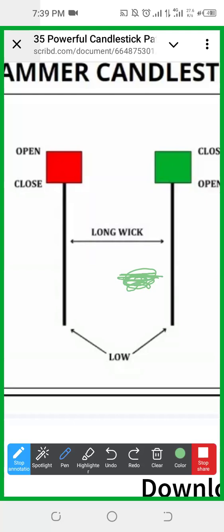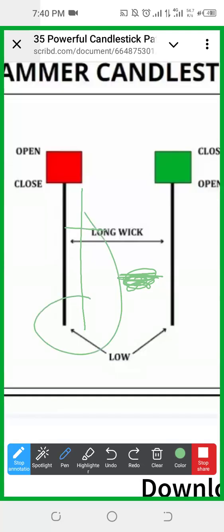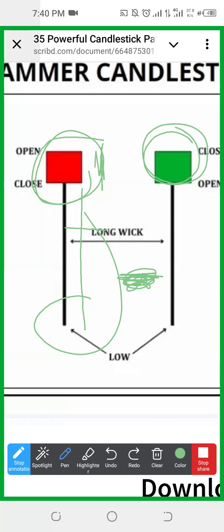That is, the length of this wick tends to be twice the size or thrice the size of the length of this body. So the hammer candlestick might either be red, which stands for bearish candlestick, or it might be green, which represents bullish candlestick. It doesn't matter whether the candlestick is red or green, but the green one is better because the green one signifies that the bulls have stepped in.